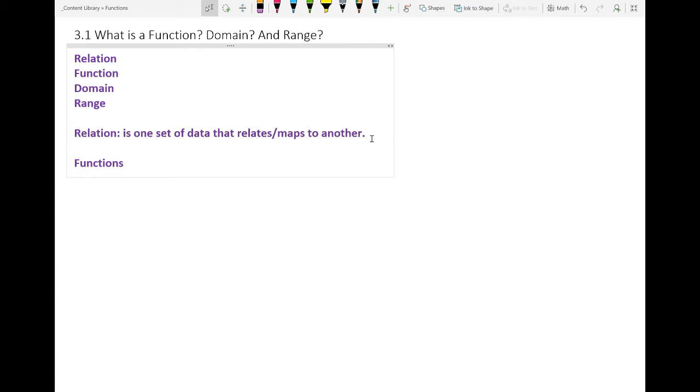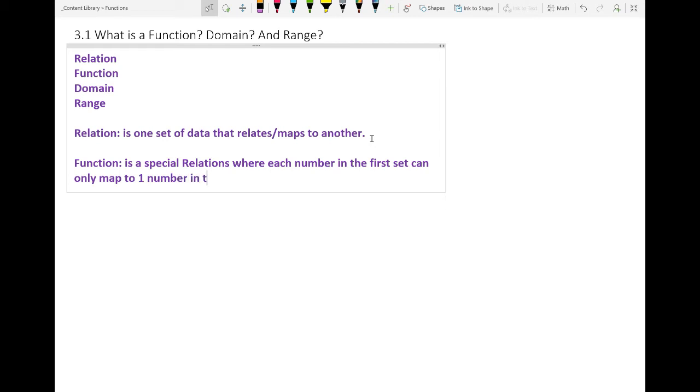Let's talk about functions. A function is a special relation where each number or item in the first set can only map to one number in the second set. Okay, and this can get a little bit confusing, so I want to look at plenty of examples. So let's start with just our table of values that we talked about.